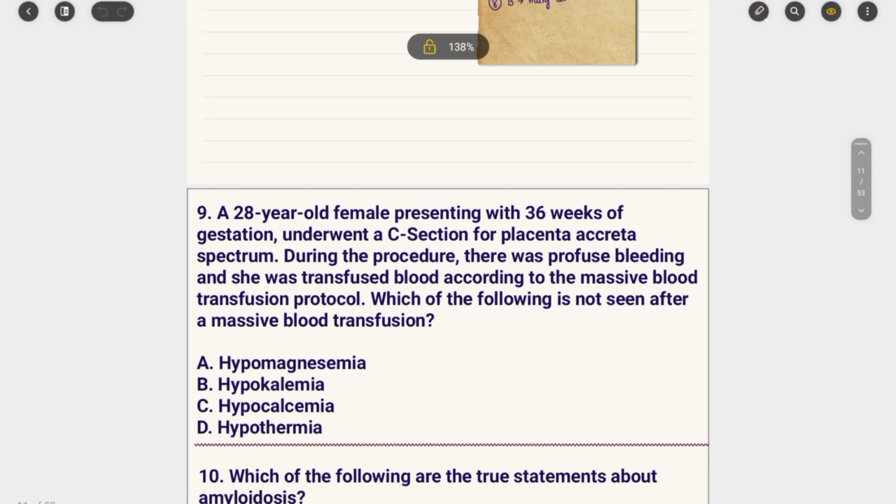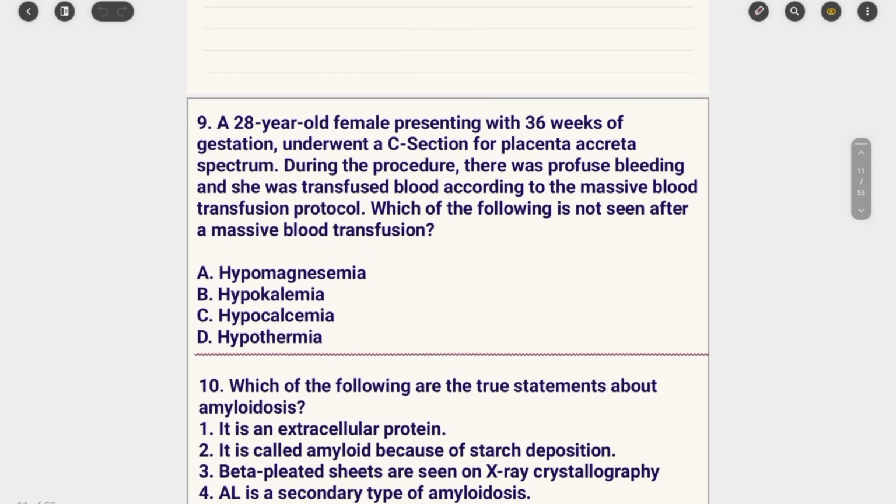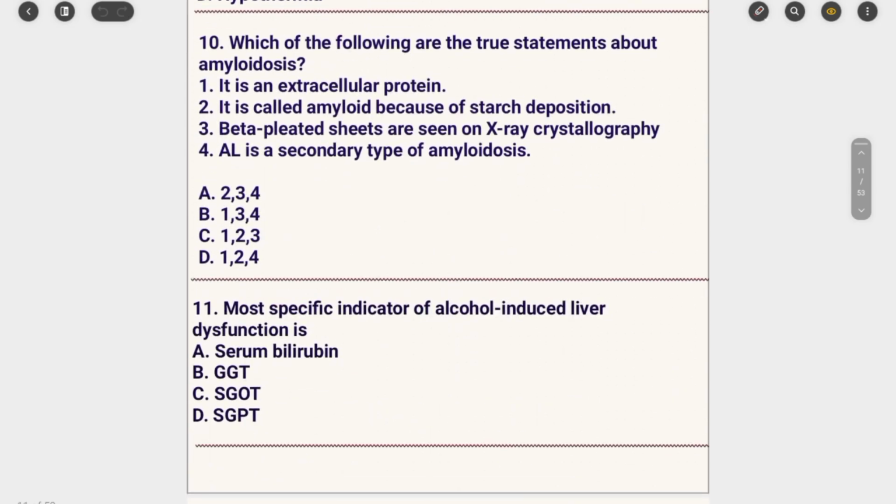Okay, they are asking which of the following is not seen. Hypomagnesemia, hypokalemia, hypocalcemia, and hypothermia. Let me show you the answer.